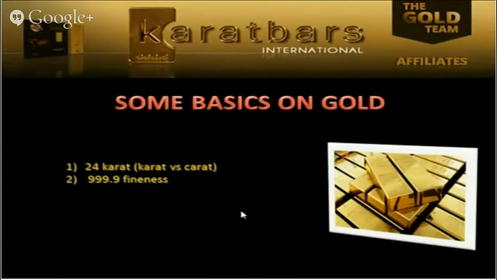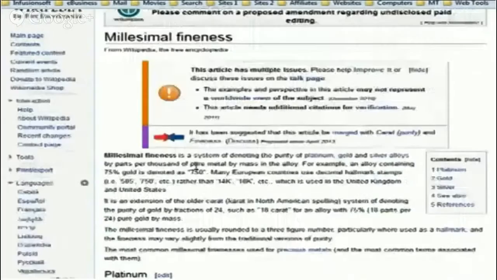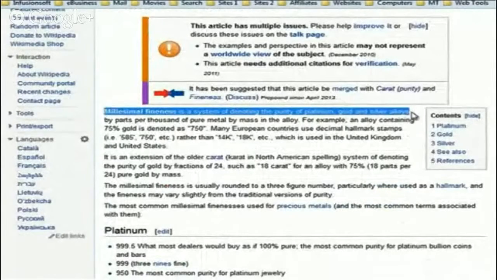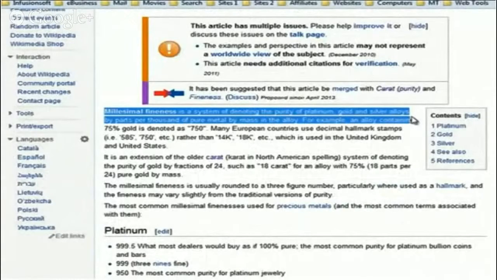The next thing is this fineness. You see this 999.9 come up from time to time. You think, well, what's that? Is it 999.9%? Doesn't sound right. So let's have a look at this. Where we went to here was Wikipedia, and it says millesimal fineness is a system of denoting purity in platinum, gold, and silver alloys in parts per thousand for the pure metal by mass. Okay, so that's where it comes from.